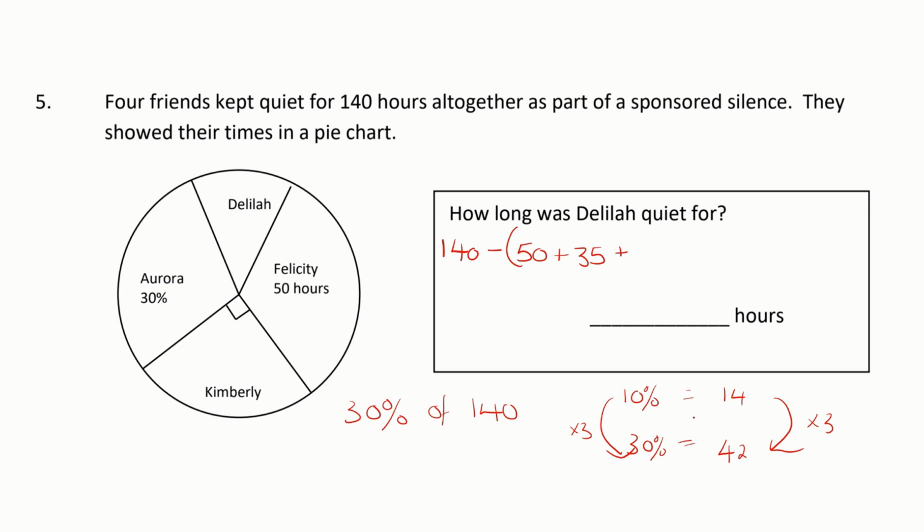Okay, so do we have our answer? Is 42 our answer? No. That's how long Aurora was quiet for, 42. Then we add these together, which is 127. 140 minus 127 is 13. So who does that relate to? That is Delilah. Since we have all the others, Delilah must have been quiet and silent for 13 hours. And that's how you do that question. If you have a number in your pie, then your opening calculation will start with that number that's given as a total at the beginning.